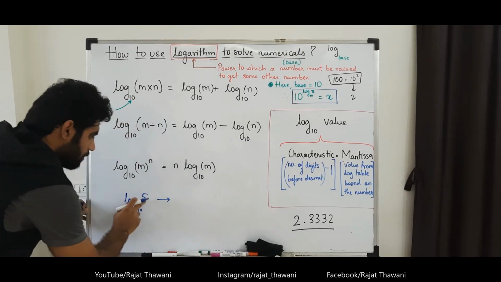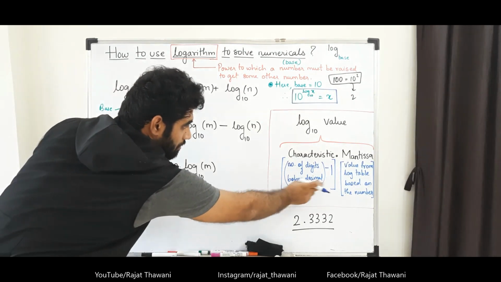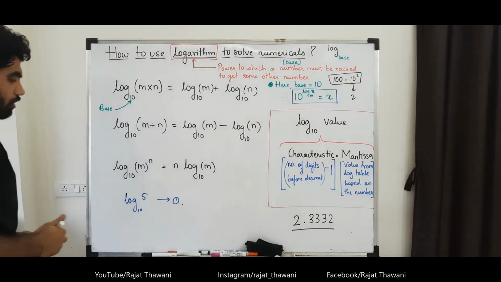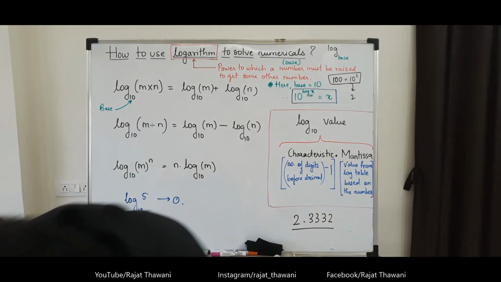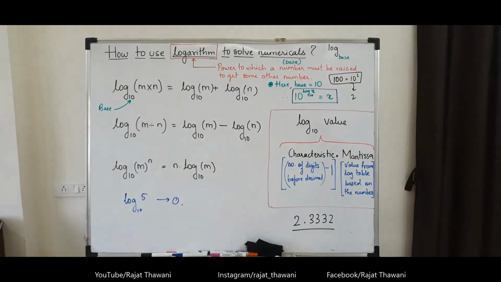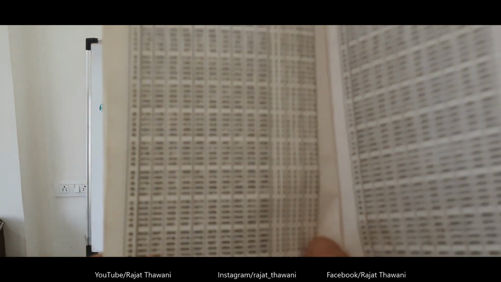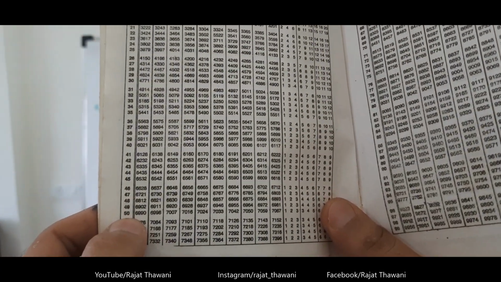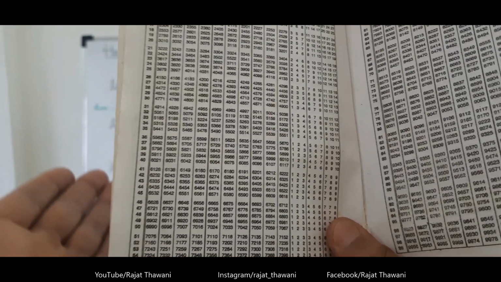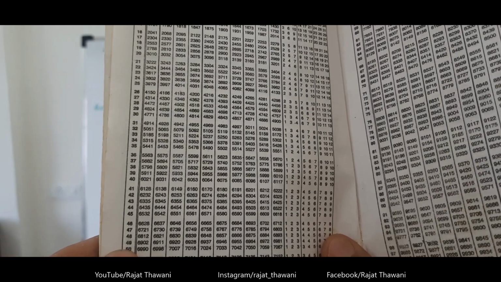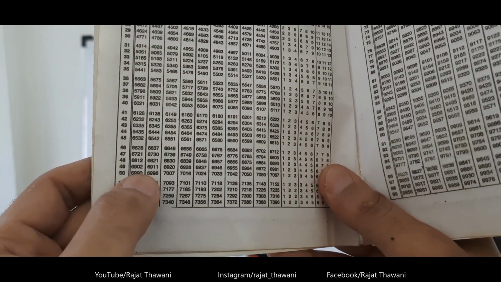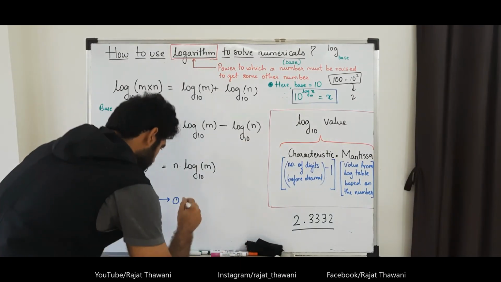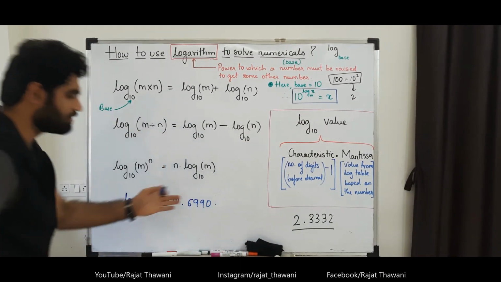How will you find out? How many digits are there? 1. 1 minus 1 is 0. Before the decimal there is only one digit, so 0 point. Now 5, in the logarithm table I see there is no 5 present, but instead of 5 there is 50, right? You can see this, there is 50. For 50 I need to see where after 5 there is no number, therefore in 0 only I'll see 15,690. So it will be 0.6990.